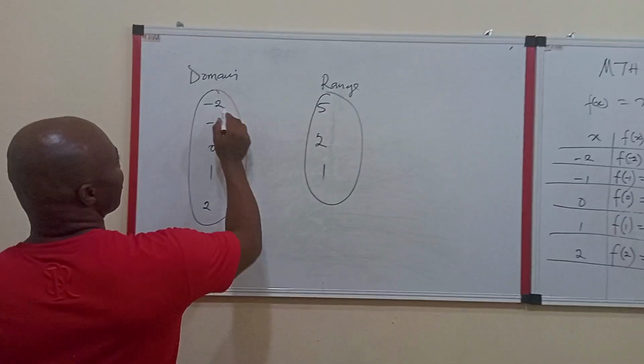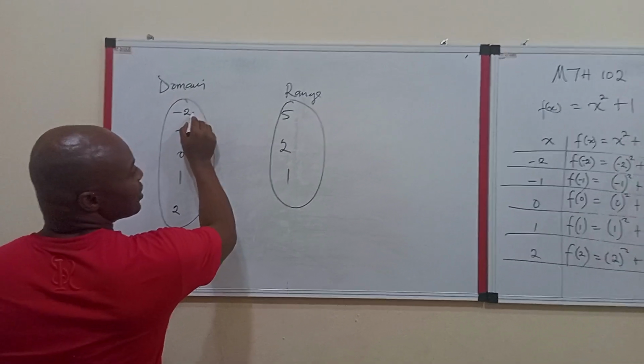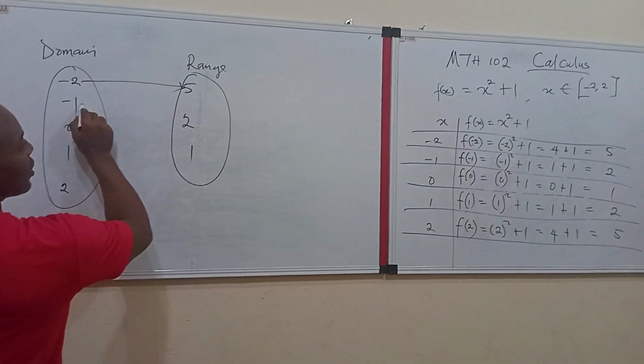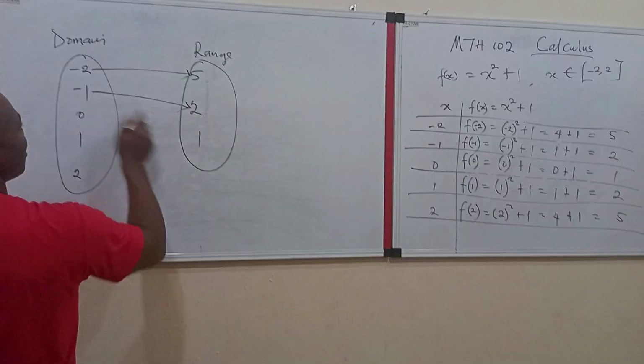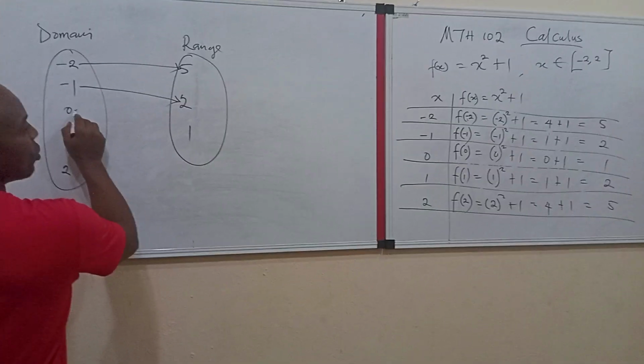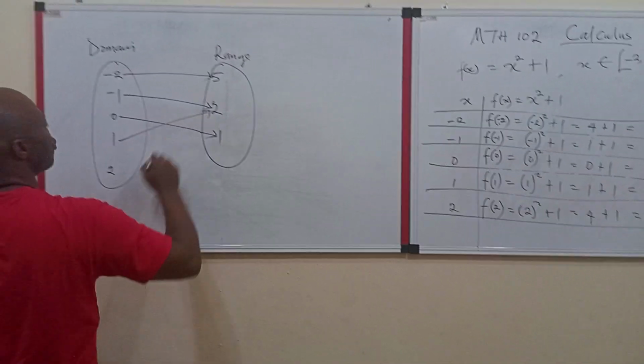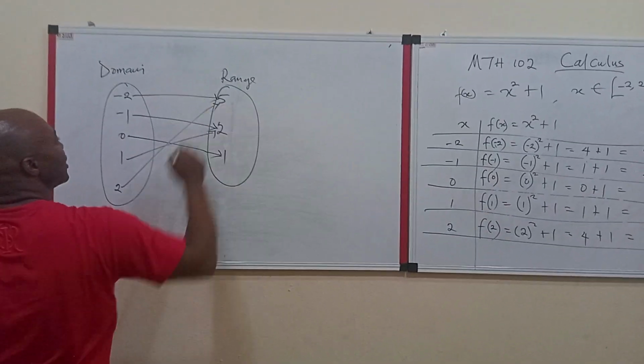But see wetin happen now. When we put -2 into the machine, wetin come into the relation, e bring out 5. When we put -1, wetin come happen? E bring out 2. When we put 0, e give us 1. When we put 1, e give us 2. When we put 2, e give us 5.